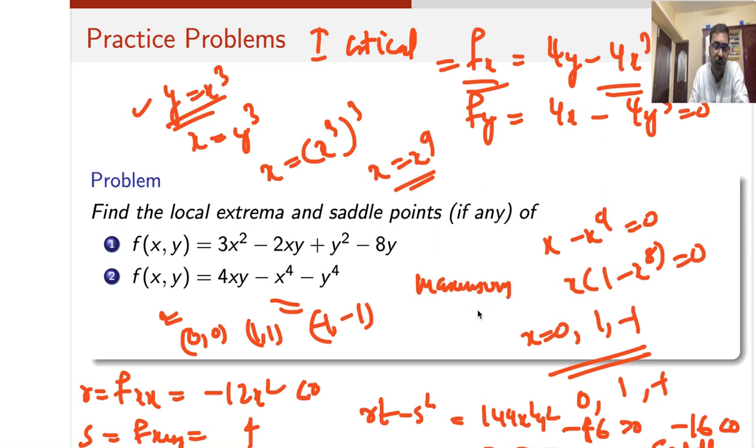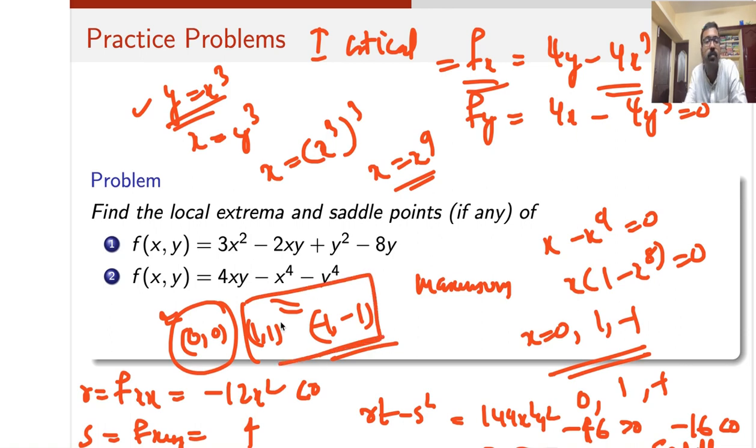Similarly, for minus 1, first you substitute it into rt minus s square, and again you will get greater than 0, so it can be a maximum or a minimum point. Then substitute it into r, and you will get minus 12 into minus 1 square, which is less than 0. So again this is a maximum point. So we have got 3 points. This point is the saddle point, and these 2 points are the maximum points.